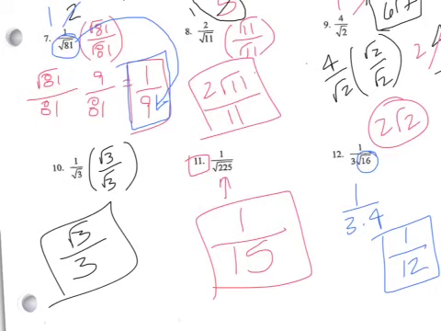Okay, so again, rationalizing the denominator, you want to multiply the top and the bottom by the radical so that it goes away.